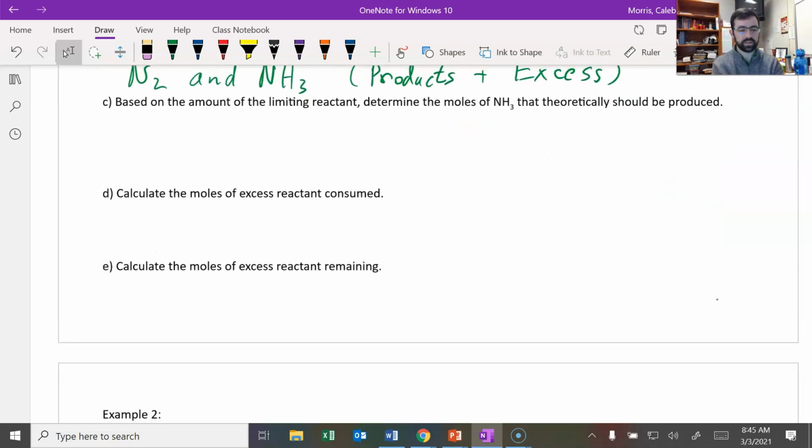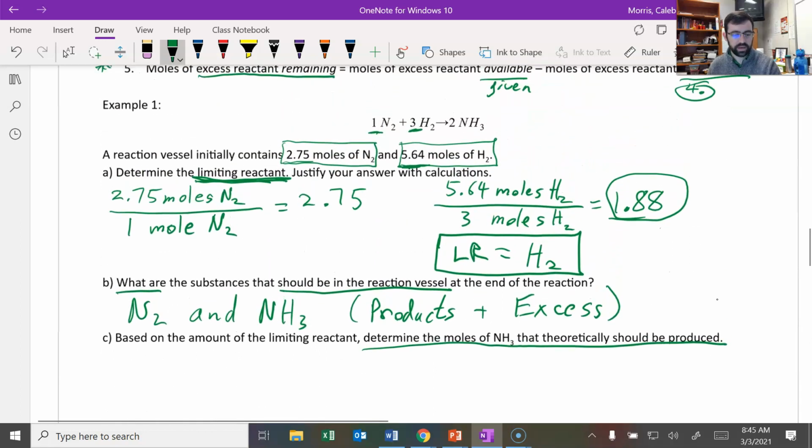All right, based on the amount of limiting reactant, determine the moles of NH3 that theoretically should be produced. Okay, to do that, we've got to look at our limiting reactant. Remember, limiting reactant was hydrogen. So I'm going to use the ratio for hydrogen over and over again. I'm going to use this ratio, 5.64 over 3. That's what I'm going to use because it is our limiting reactant. It limits how much of anything I can make or how much of anything I use. So I will always start with that as my given from now on.